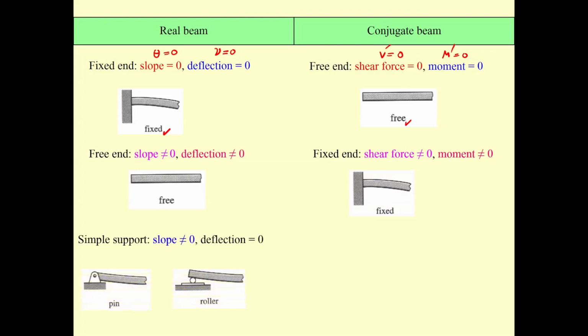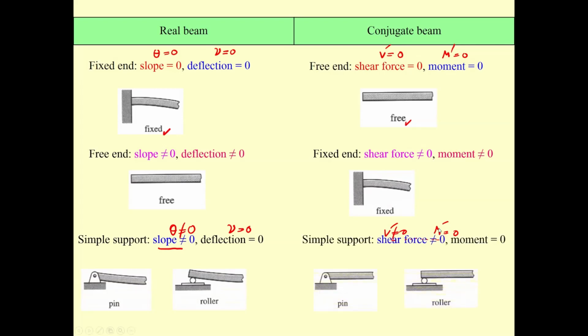And then pin and roller, as I discussed before: theta won't be zero and deflection won't be zero. However, the moment is zero, so M prime is zero. The support that has shear and zero moment is going to be roller and pin. I should say the external pin and external roller are going to be the same.